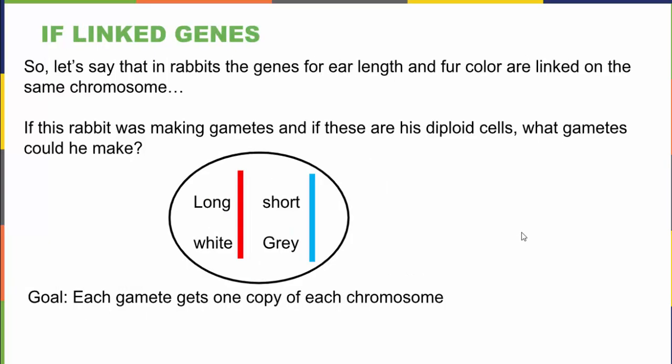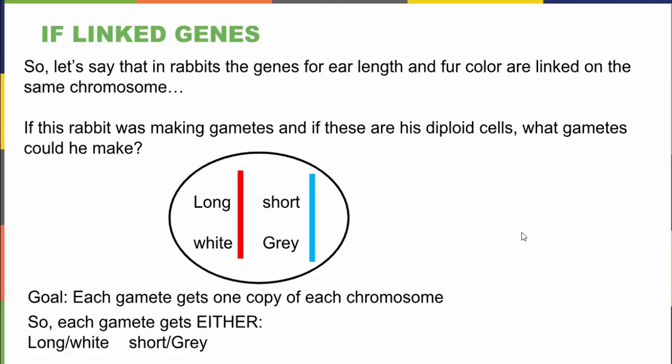Now let's pretend that ear length and fur color are linked. So now I've put the long ear with the white color on the same chromosome. I've linked them. And the same thing with the short ear and the gray color. I've linked them. So now if we think about what gametes can be made here, the gametes can either be long ears with white or short ears with gray coloring. So there's only two options. The long and the white are obligated to always go together because they're on the same chromosome, and the short and the gray always go together.